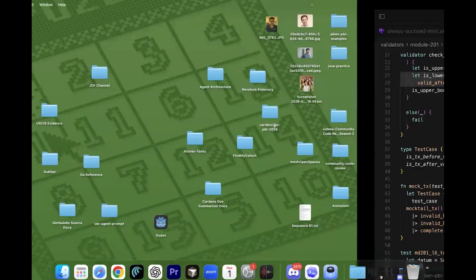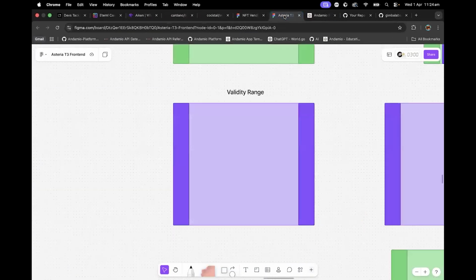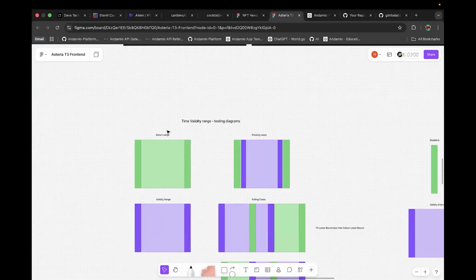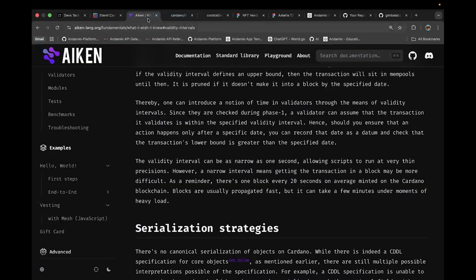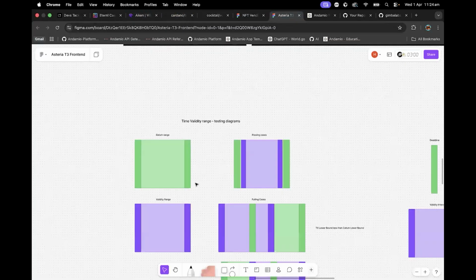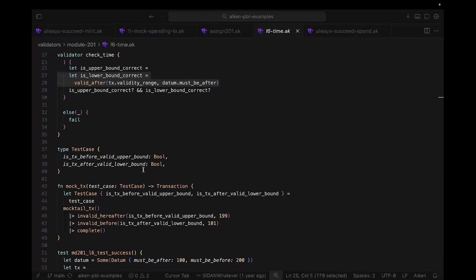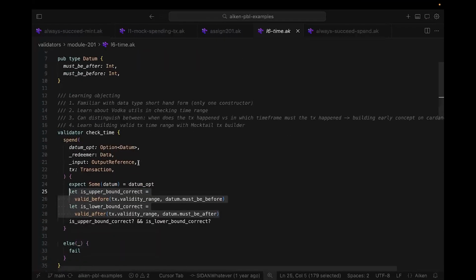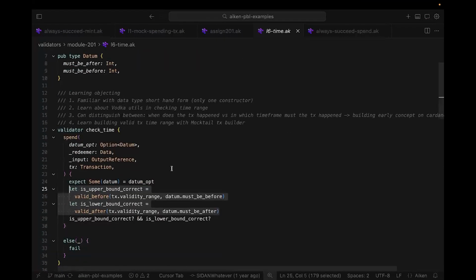Okay. If you want to visualize this, I will draw that out. And I think we have already seen this. So this is exactly what is happening. This is the datum range. This is the validity range. And this is the passing case. That means the validity range falls within the datum range. And that's exactly what time.ak is saying. Does that make sense to you? Yeah, definitely. That is what this part does. This part from 25 to 28 is saying that.